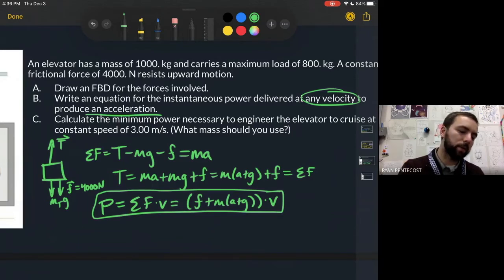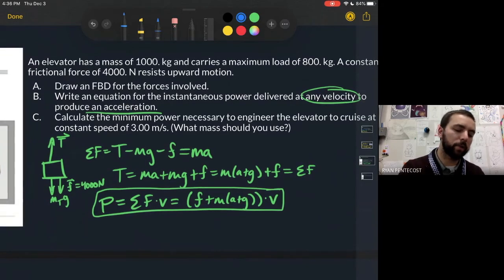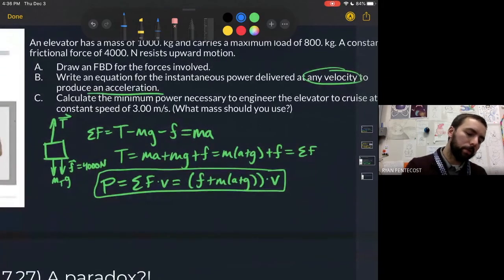Now, part C asks us to calculate the minimum power necessary to engineer the elevator to cruise at a constant speed of 3 meters per second. It asks which mass you should use. So we will max load the entire elevator, okay? 1,800 kilograms. So if we look at power, we don't have acceleration, so we have friction plus our mass. There is no acceleration. It's going constant speed, so there's just mg, all times our constant velocity.